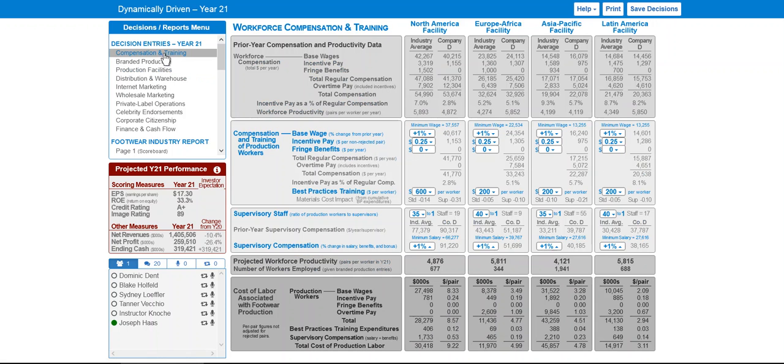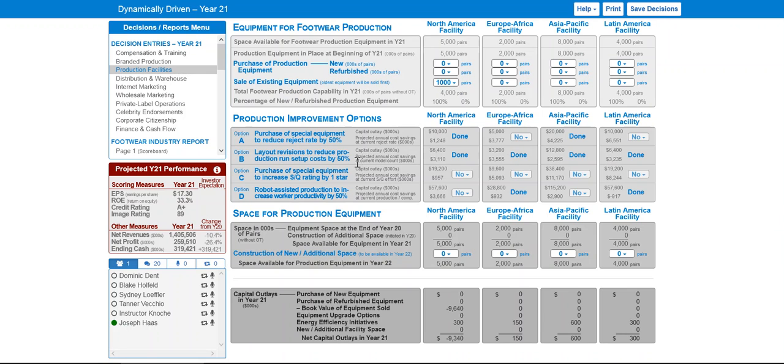They greatly increased our production. As you can see right here, our workforce productivity is high in those two regions compared to North America and Asia. And that's a direct result of option D. Now, I chose these options when it got cheap enough to purchase, because in the early years it was very expensive, but I purchased these, I think maybe year 3 or 4, when the purchase price was a little bit less.